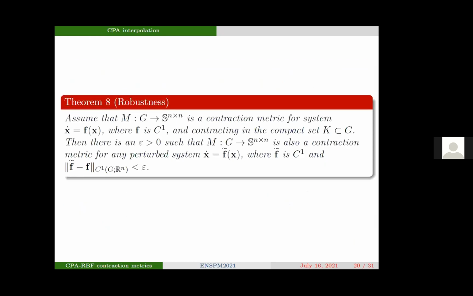Now, the property I would want to show you in a few seconds after this is the robustness of the contraction metric. It doesn't really depend on the exact location of the equilibrium point. So if we have a perturbation of the system, we would still have the same contraction metric working for the new system as well.